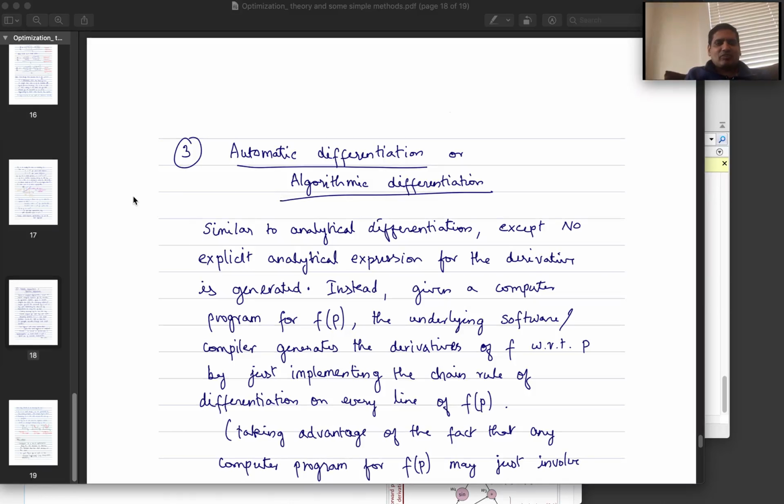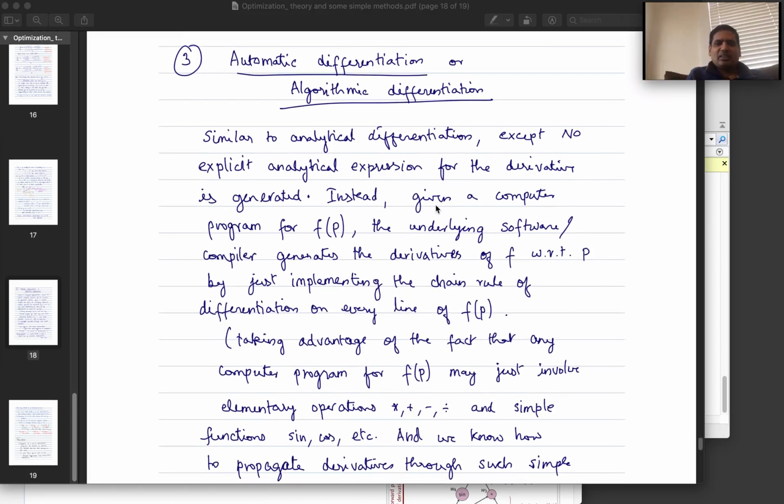So the last method for finding derivatives is called automatic differentiation or algorithmic differentiation. It's actually very similar to analytical differentiation in a conceptual sense, except this method does not carry explicit analytical expressions for the derivative. No explicit expressions are generated, and it doesn't carry the expressions around as we try to compute the derivatives.